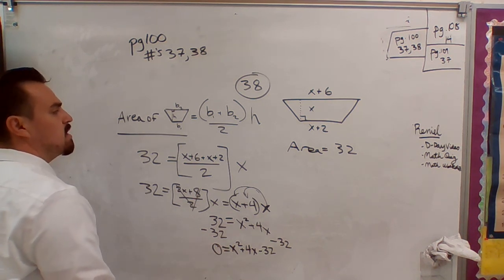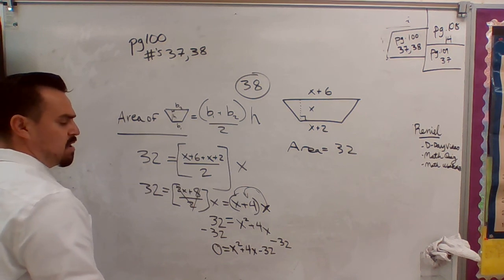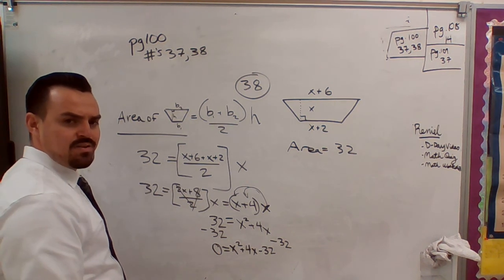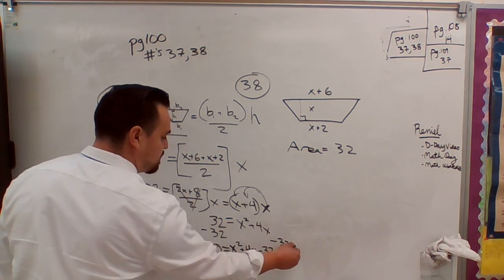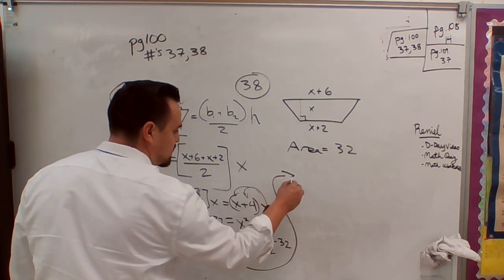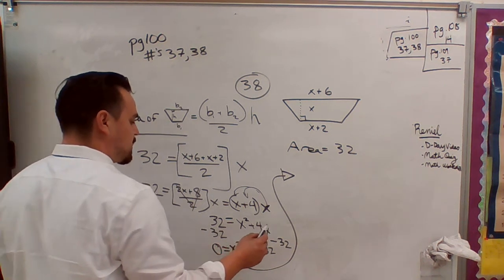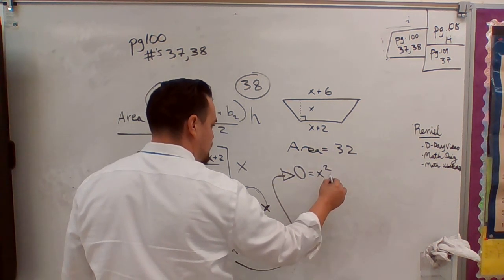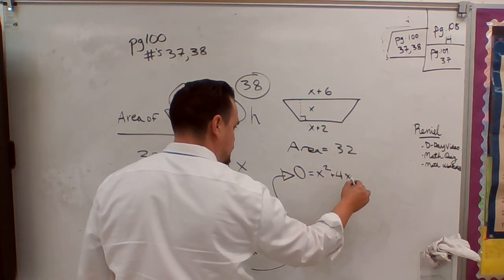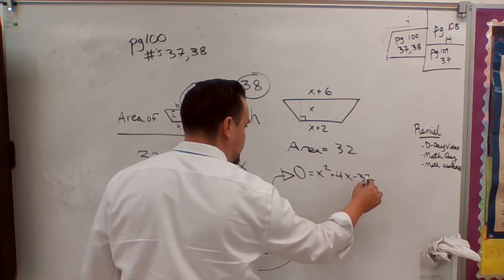You know what? This is actually a good opportunity to show you guys another example of factoring. So why not? I'll finish this one out for you too. I'm really giving you guys too much help on this stuff, but whatever. Okay. 0 is equal to x squared plus 4x minus 32. I'm just rewriting the problem.